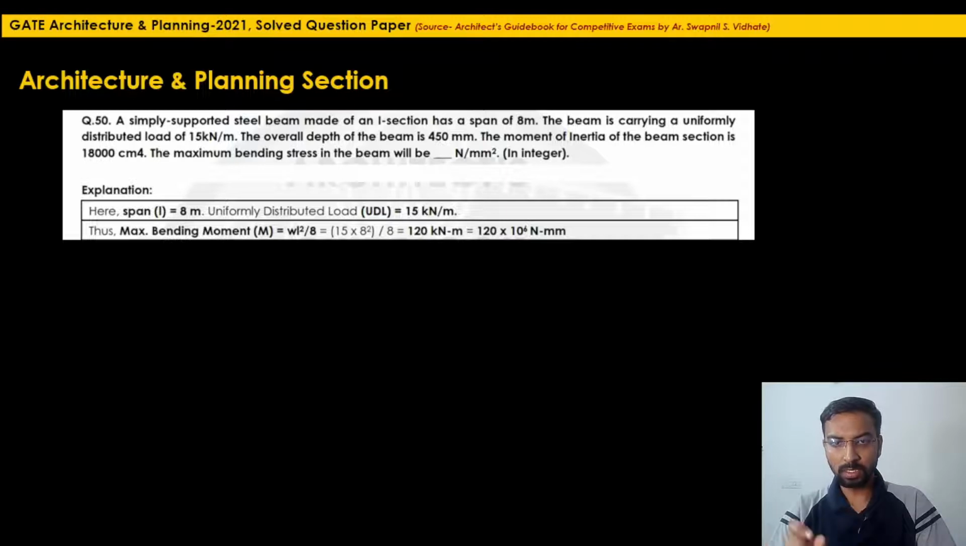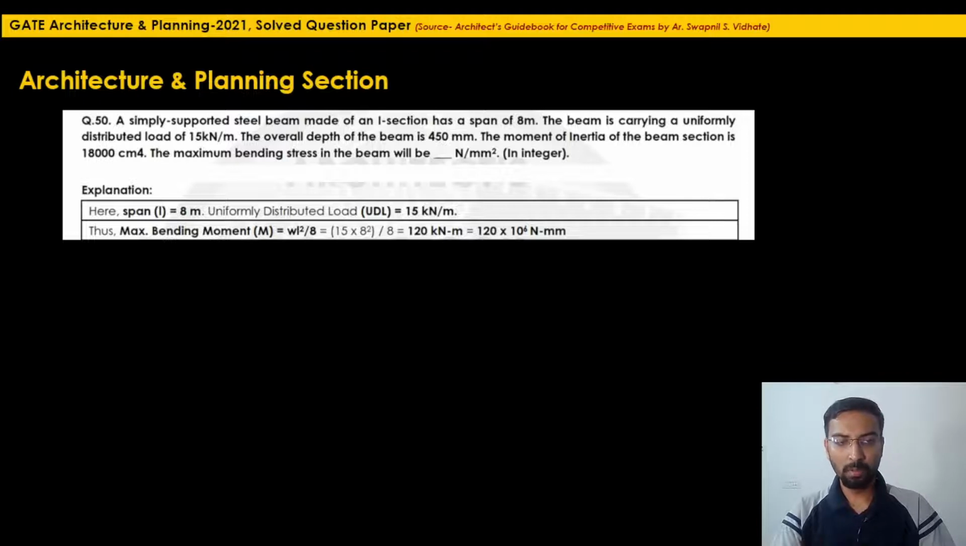Now for theory of structures, like I mentioned in the previous lecture also, for this kind of theory of structure related terms, you must enlist what are the formulas for specific loading condition or specific type of beam. If it is a simply supported beam and there is a point load, what will be the maximum bending moment, what will be the maximum shear force. Then if it is a UDL, what will be the maximum bending moment, what will be the maximum shear force. So this kind of formulas one should know by heart, so that it is easy to apply here and it will save your time while solving the theory of structure problem.